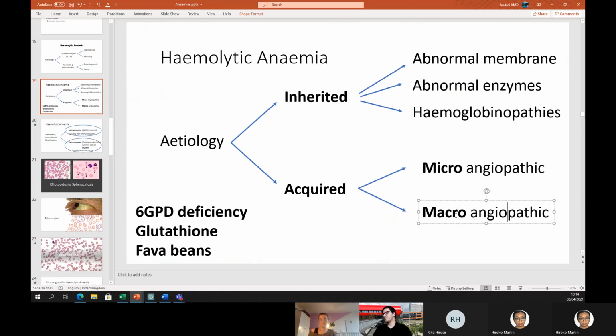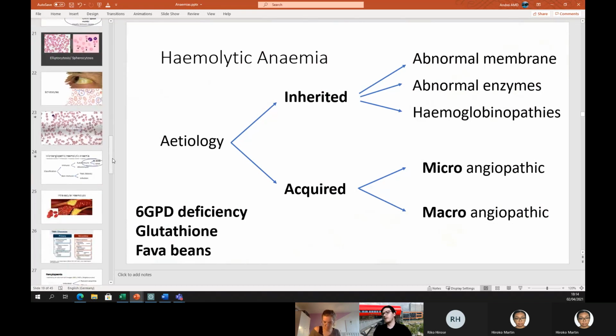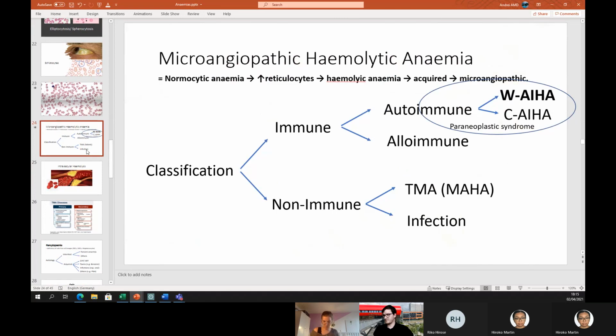And so that's pretty easy to memorize, to remember. But then the other one is microangiopathic. So when does the red blood cell undergo hemolysis in the periphery? So this could be an immune cause or non-immune. If it's immune, then it could be auto or allo. Allo just stands for something that doesn't belong to you. Auto means your immune system is attacking your own red blood cells.